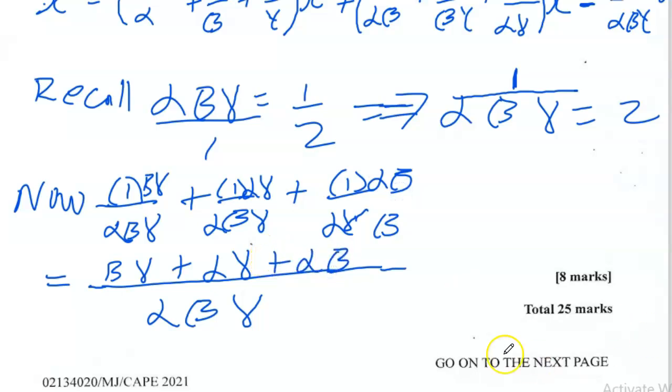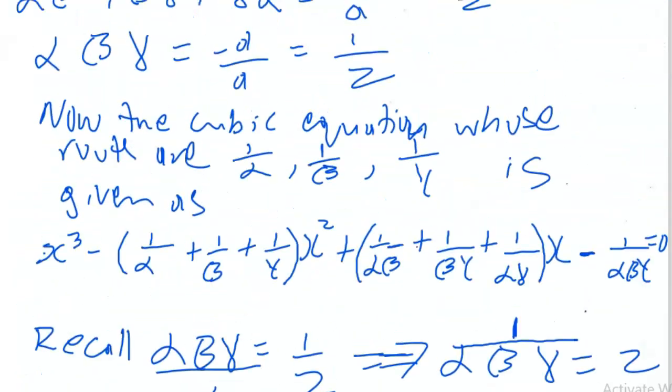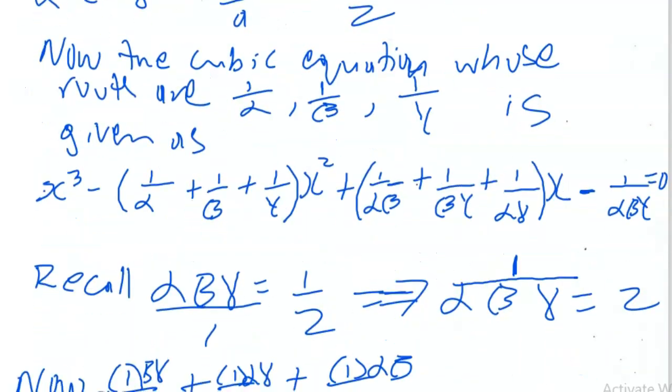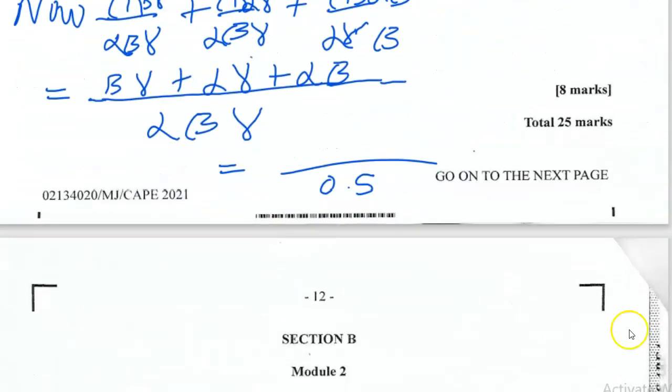Now we have all the values. Let's remind ourselves of what the product was. The product was equal to a half, or 0.5, so the denominator here will be 0.5. The sum of the products we found to be 3 over 2, which is 1.5. So 1.5 divided by 0.5, we end up with positive 3.